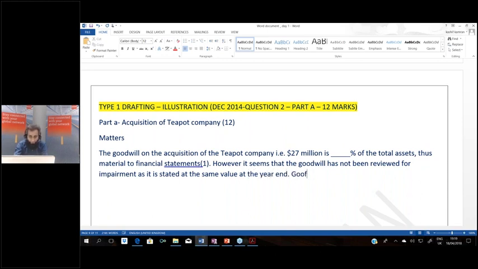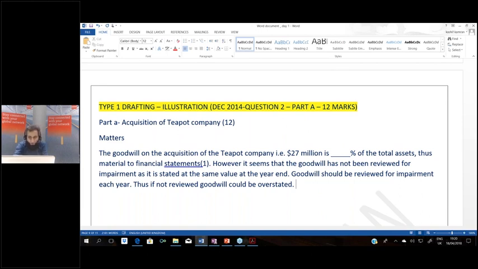Goodwill should be reviewed for impairment each year. Thus, if not reviewed, goodwill could be overstated, full stop.